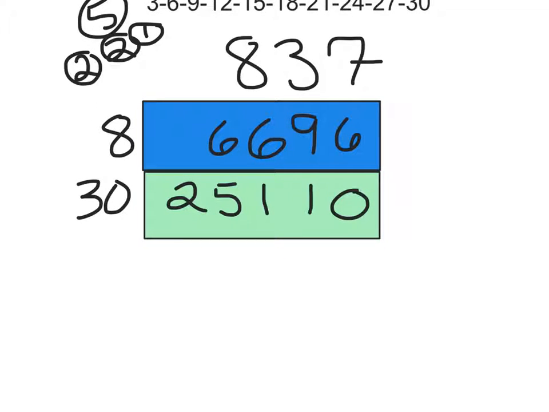So let's rock and roll. 6 plus 0 will give you 6. 9 and 1 is going to give you 10. Drop your 0, carry your 1. 6 and 2 will give you 8. So I'll drop that 8 right there. And then 6 and 5 gives you 11. Drop your 1, carry your 1. 2 plus 1 is 3.